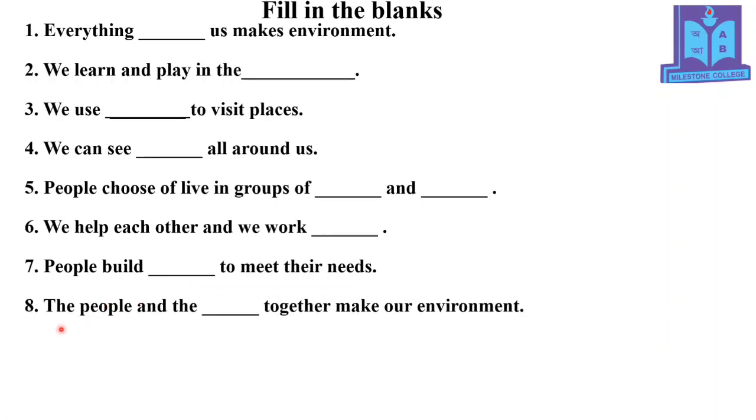Number 8. The people and the dash together make our environment. Which things, Baba? Very good. The people and the things together make our environment. Very good, my dear.